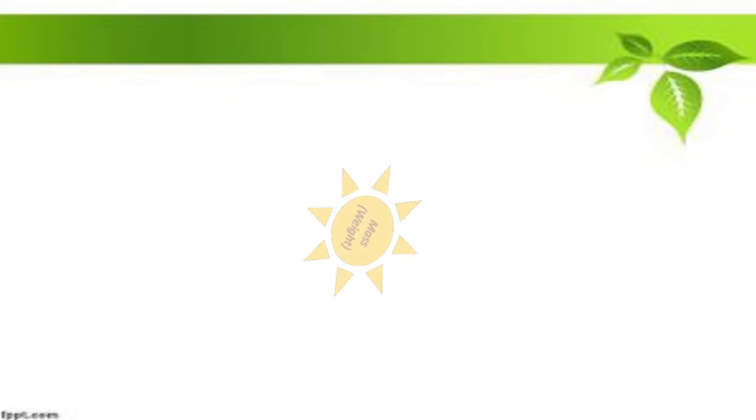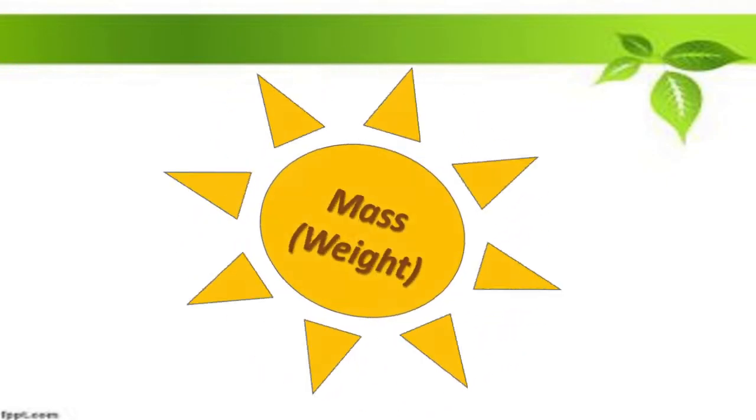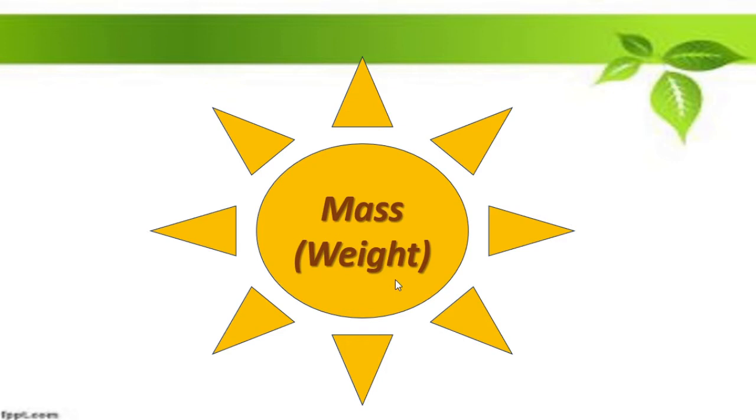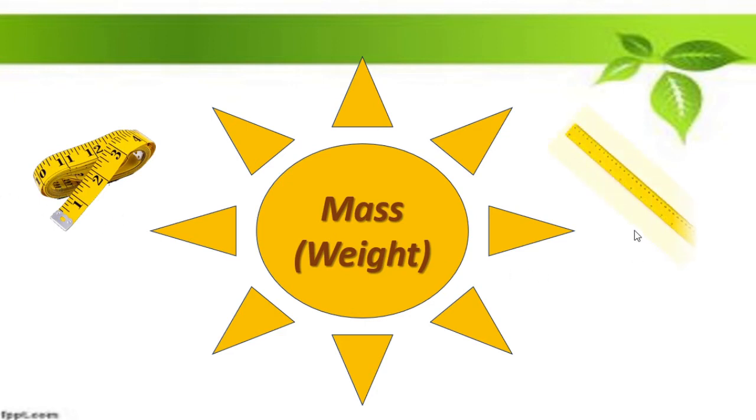Now see here, this is called mass or weight, wajan. Okay, mass or weight, both are the same. See this? This is a tape and this is the ruler. We use these tools to measure the length of a given object. Isn't it? Like that only we have different tools to measure the mass or weight of a given object. Let us go through.